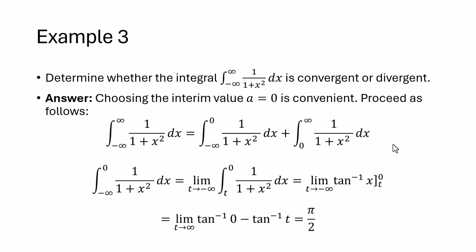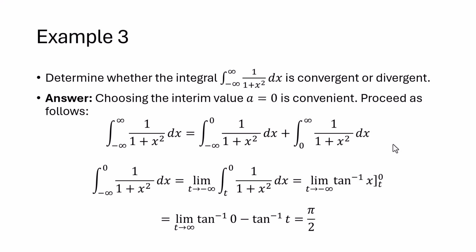So we're going to split up this integral from negative infinity to infinity of 1 over 1 plus x squared dx at 0. Now remember, this integration should work for any value that we choose to split it at. So we choose 0 because it's nice and convenient. So we have the integral from negative infinity to 0 of 1 over 1 plus x squared dx, plus the integral from 0 to infinity of 1 over 1 plus x squared dx.